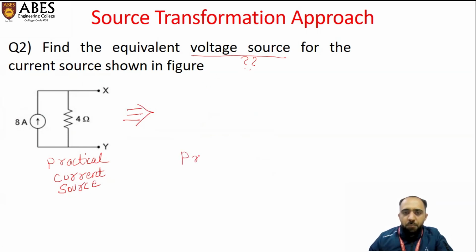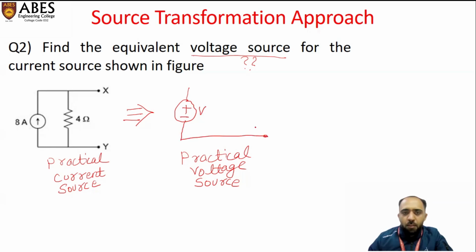So I'm writing here what we want. We want the practical voltage source. So how to draw the diagram for the practical voltage source? Let's draw the plus minus voltage source value, and the value of the voltage source in series with the resistance R.